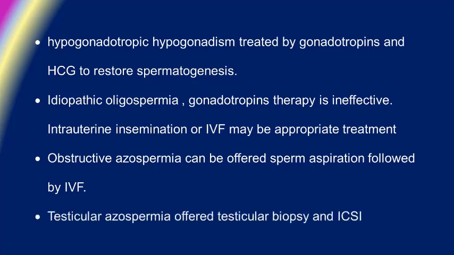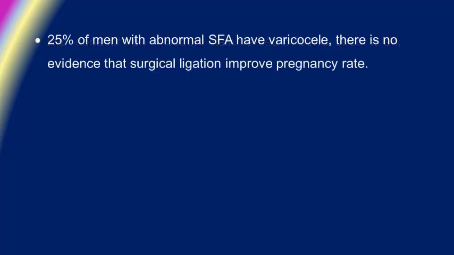In case of testicular azoospermia, azoospermia means no sperm in the ejaculate, and the cause is testicular. So we do testicular biopsy and then do intracytoplasmic sperm injection, ICSI. 25% of men with abnormal seminal fluid analysis have varicocele. There is no evidence that surgical ligation of varicocele can improve pregnancy rates.